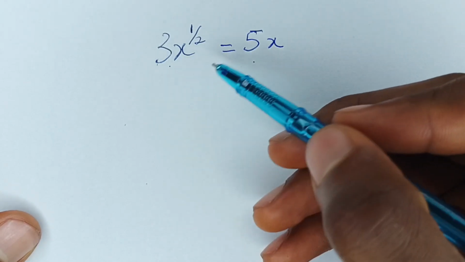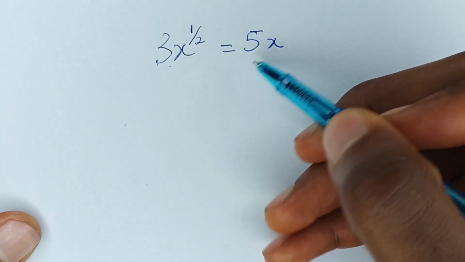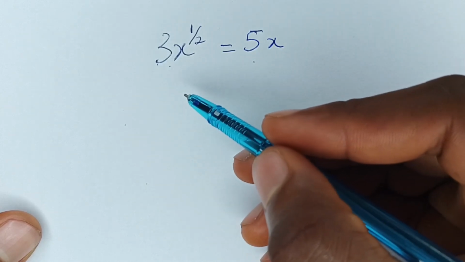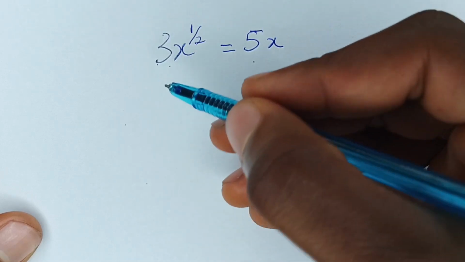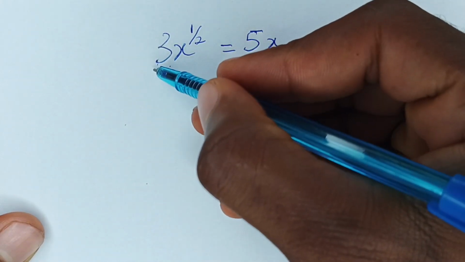It says 3x raised to the power half is equal to 5x. Okay, we are required to find x. And the first thing to do here is to divide both sides by x raised to the power half.